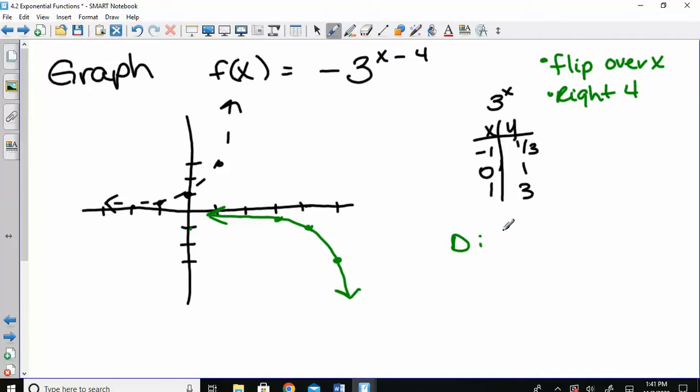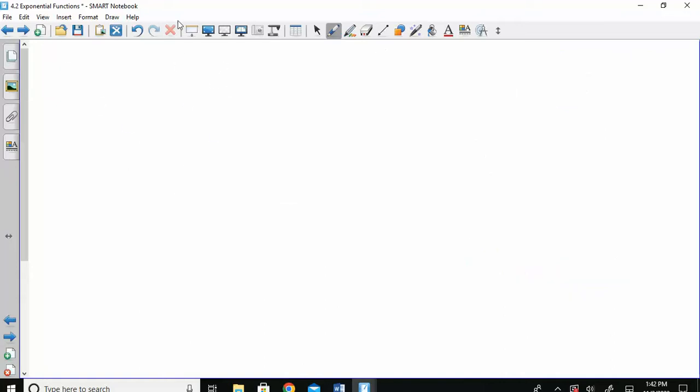What's the domain of this? What's the range? Do we need more of these graphs? Maybe one more. Half of you aren't answering me, so I think that means yes.